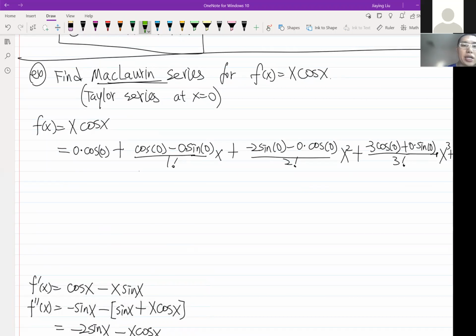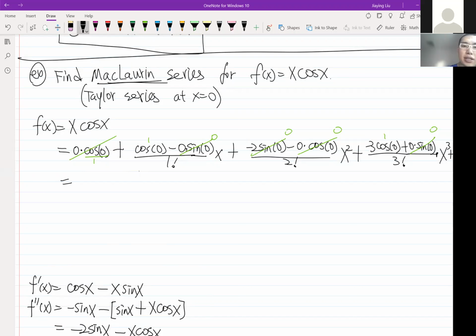To simplify, cosine 0 is 1, but times 0, that gives me a 0. So the first term becomes 0. And the cosine 0 is 1, and the 0 times sine 0 is 0. Sine 0 is 0, and 0 times cosine 0 is also 0. Now cosine 0 is 1, and that's a 0. So it turns out we have 0 from the first term.